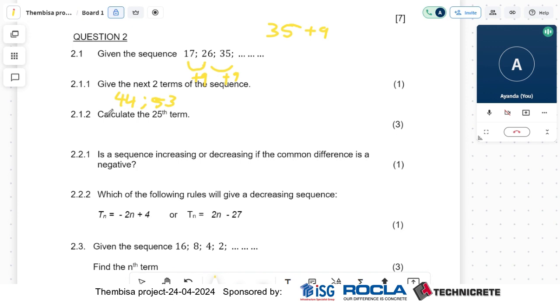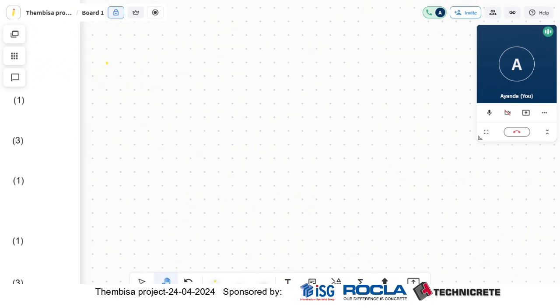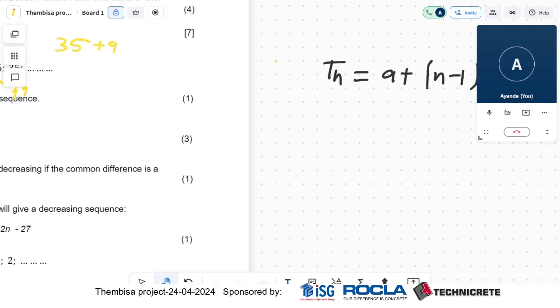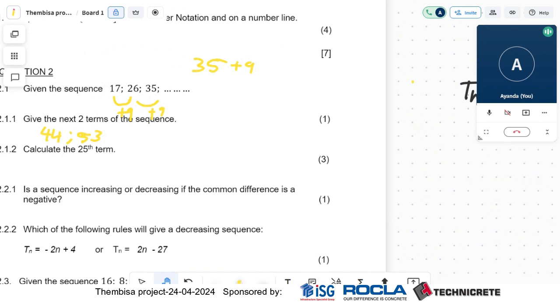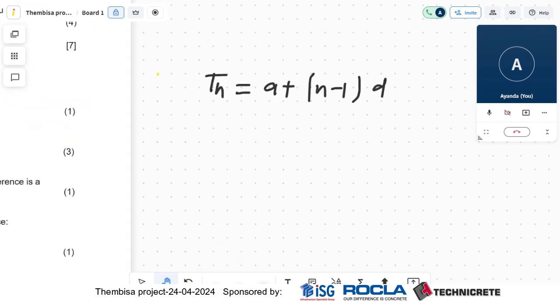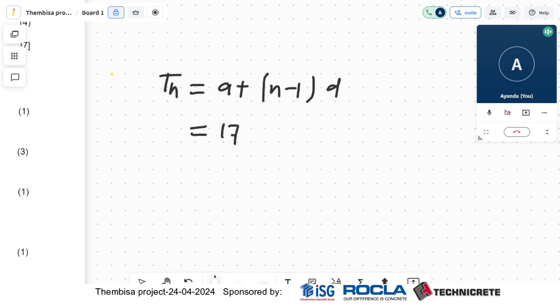We're asked then to calculate the 25th term of the sequence. So we need to use the formula for finding the term of a sequence. Let's use a black pen for this. The formula we know is Tn is equal to a plus (n minus 1) times d. We know that a is the first term of our sequence, which is 17. So Tn is equal to 17 plus (n minus 1) times our difference, which we know is 9.